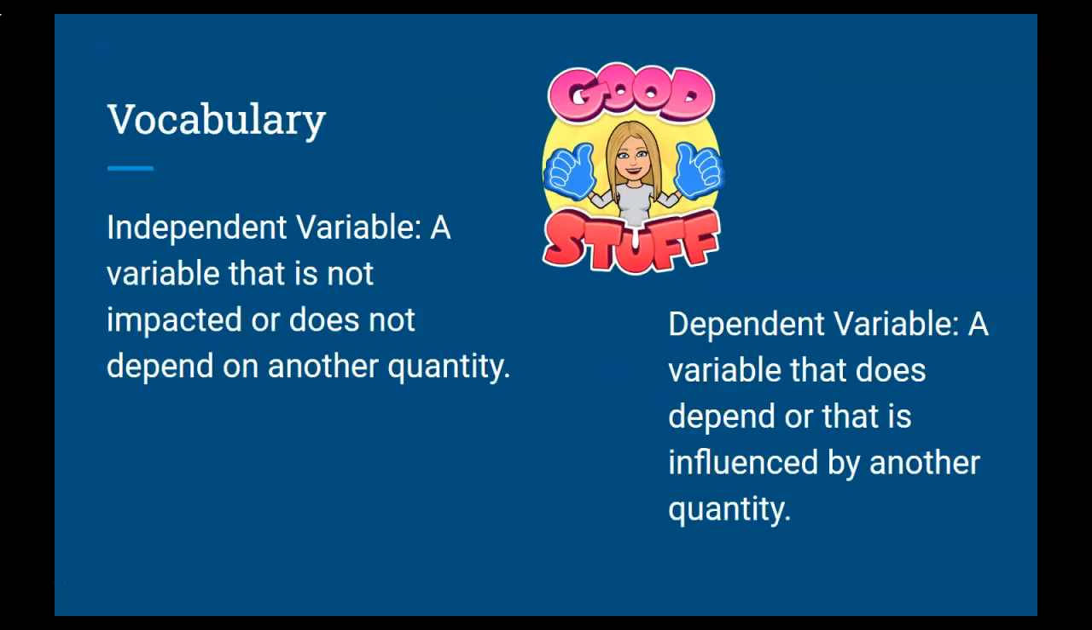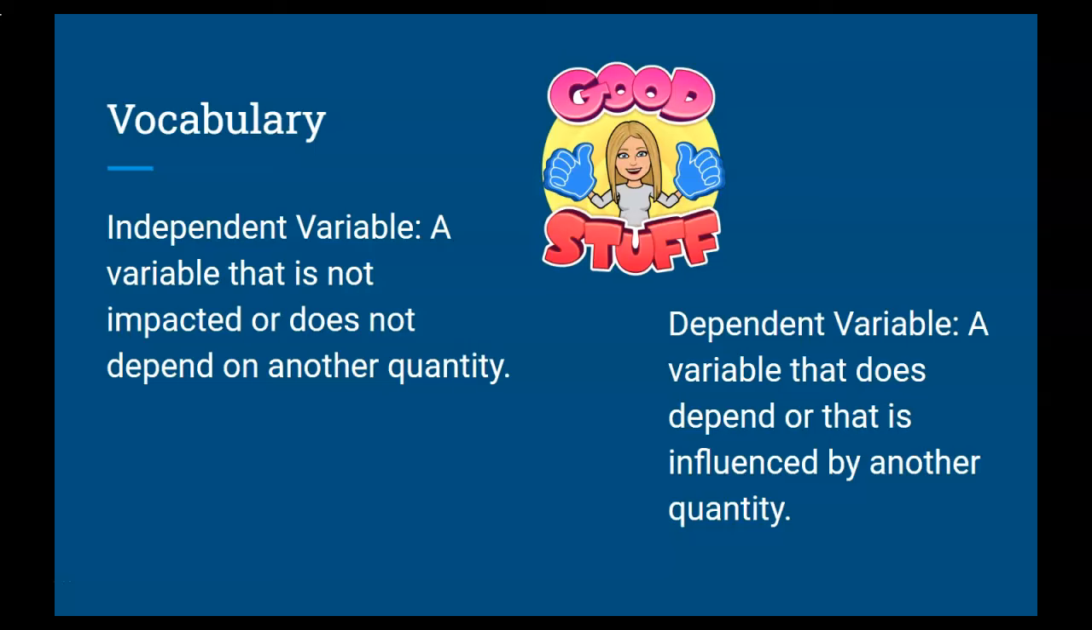So just a couple of vocabulary words that you will hear throughout this whole presentation: an independent variable is a variable that is not impacted or does not depend on another quantity. So nothing affects it when we're talking about getting a total for something or multiplying something. This variable stands by itself. It is not impacted by anything else.